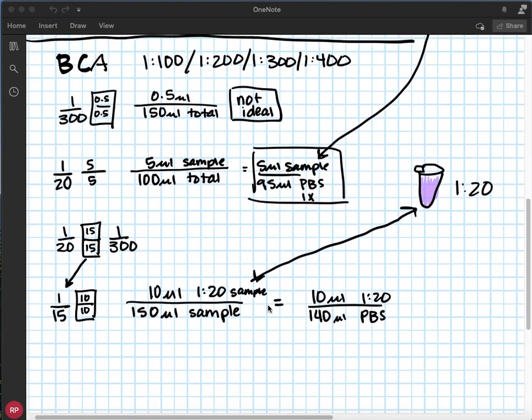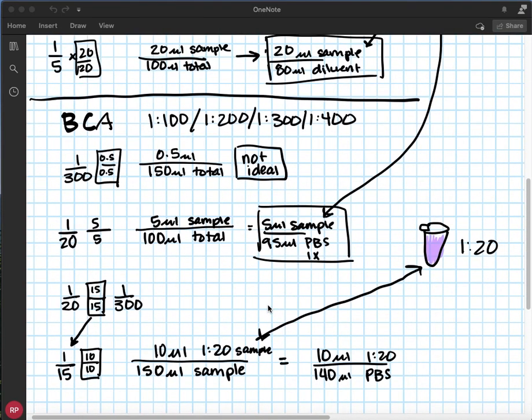So hopefully that all makes sense, and that'll be helpful in the future when you need to do a dilution for an ELISA or for a BCA assay, and how to figure out which dilution to use. As long as you're within the range, totally fine. If you can be at a comfortable middle, even better.